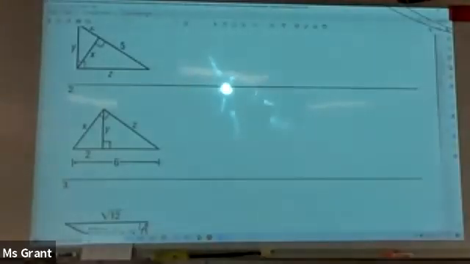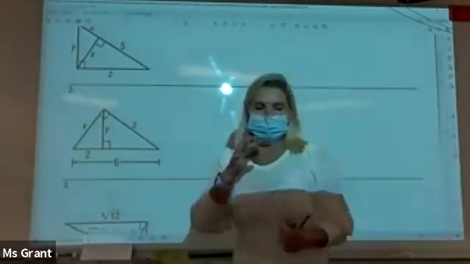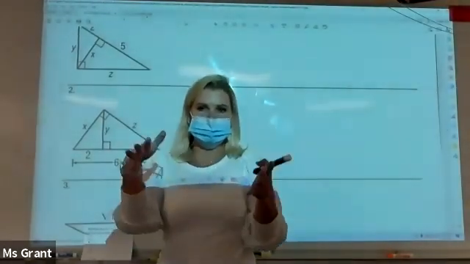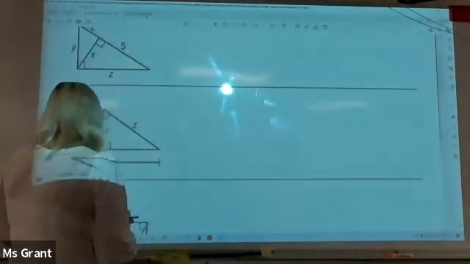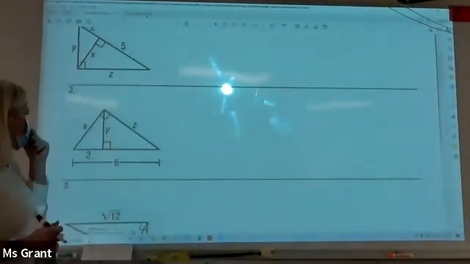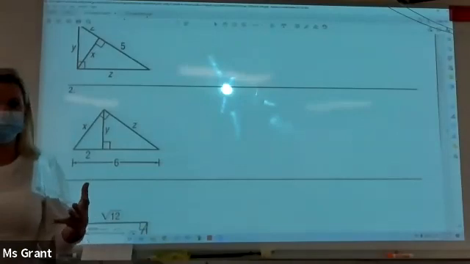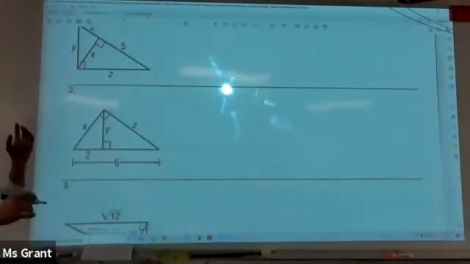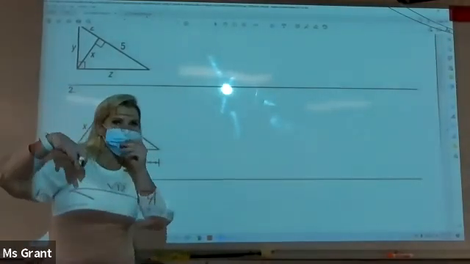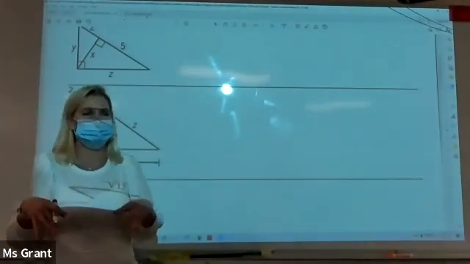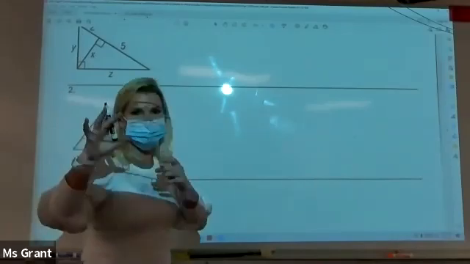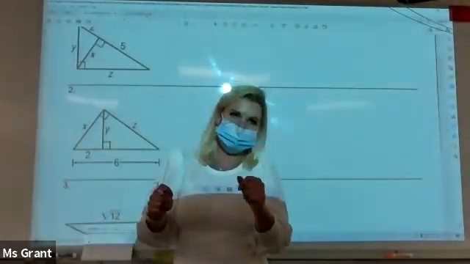Okay, again, I'm doing the evens, 2, 4, 6, 8 with you in class, and then you need to do the odds for homework, okay? So here is a really great way for you to know how to do geometric mean. We know that it's like hypotenuse over a long leg equals hypotenuse over a long leg, or hypotenuse over the short leg equals hypotenuse over the short leg.